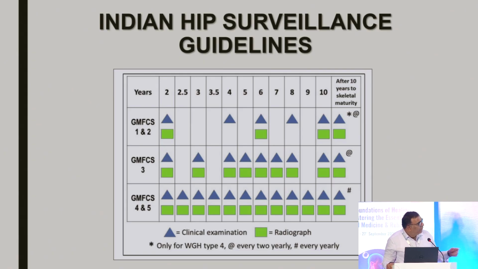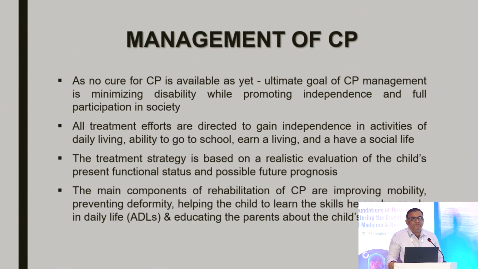If you see, two things are important in these guidelines: the clinical examination and the X-ray pelvis with both hips. The frequency depends upon the GMFCS levels. The common thing is that all the children enter this surveillance program at the age of 2 years. So the first clinical examination and the first X-ray are done at the age of 2 years, and then the frequency depends upon the level.